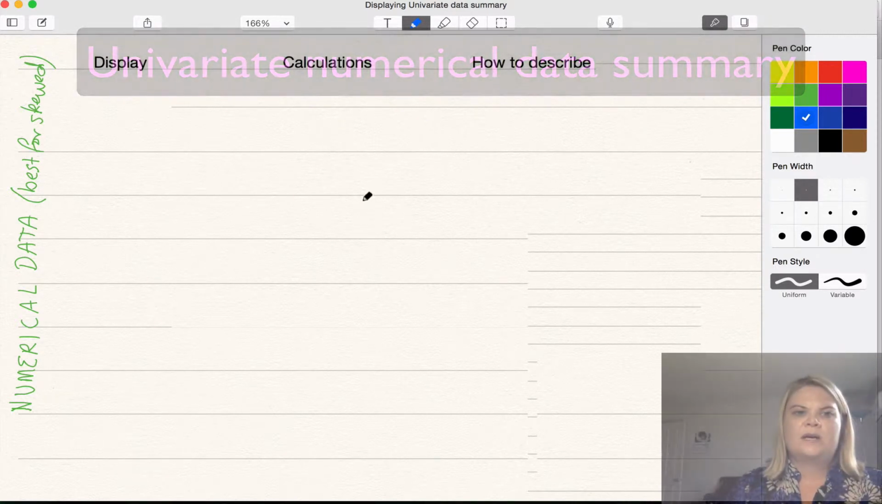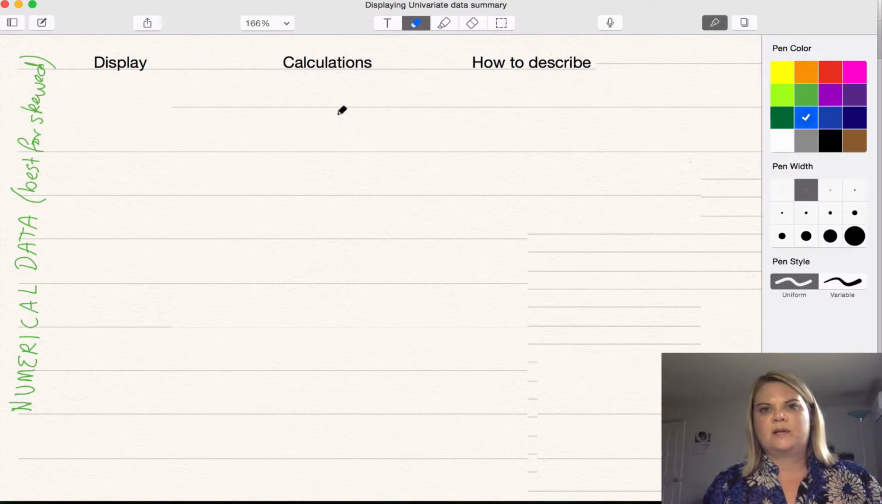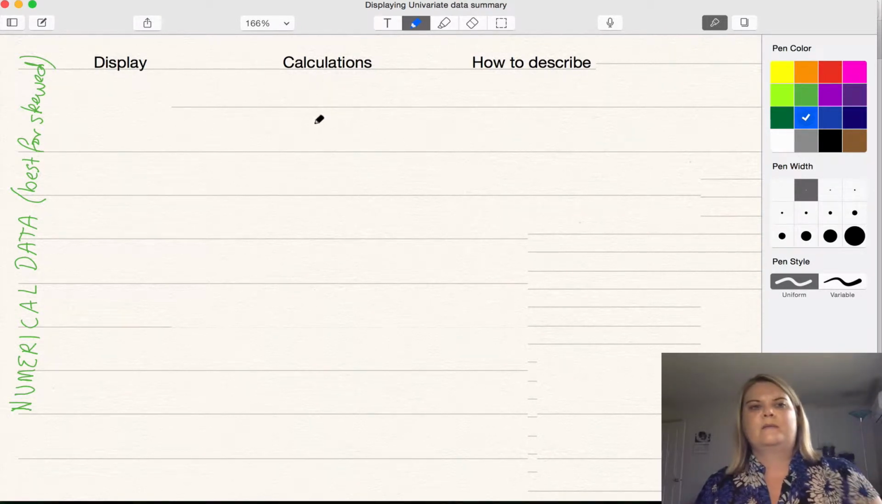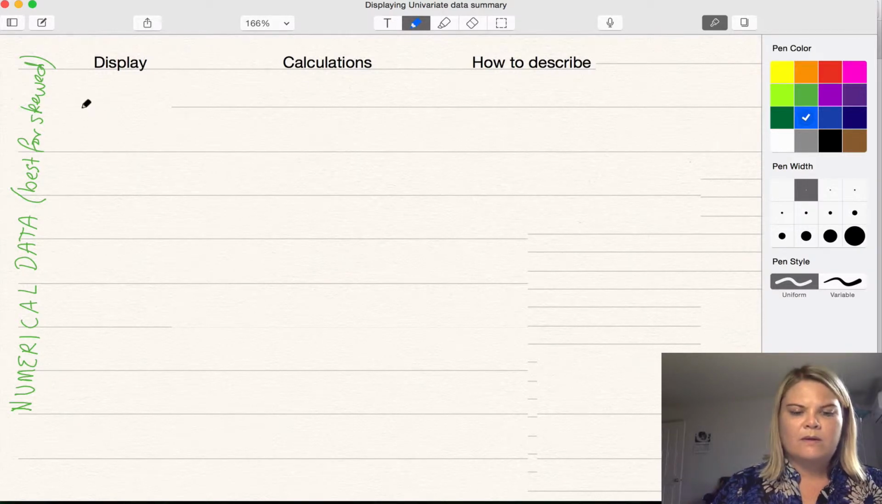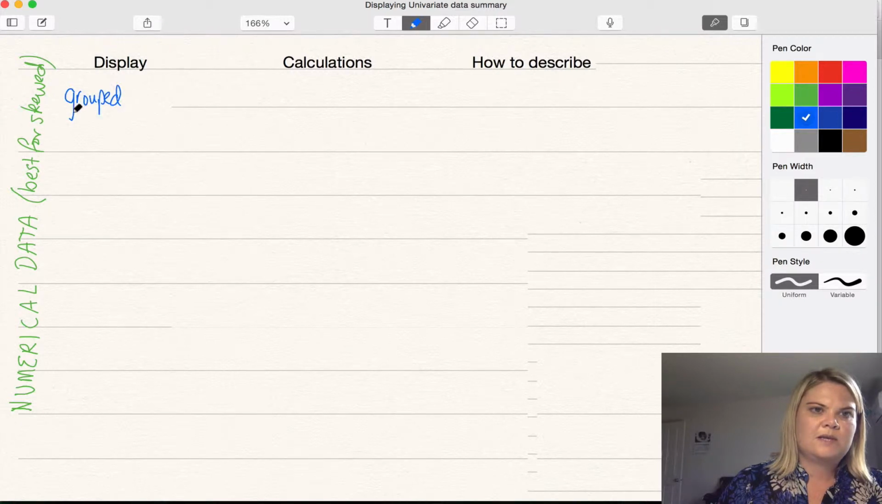Okay, when we're looking at numerical data rather than categorical data, we have a different way we can display these. The first display I want to talk about, just like we talked about above, is the frequency table. So when you're displaying numerical data, you can put it into a grouped frequency table.